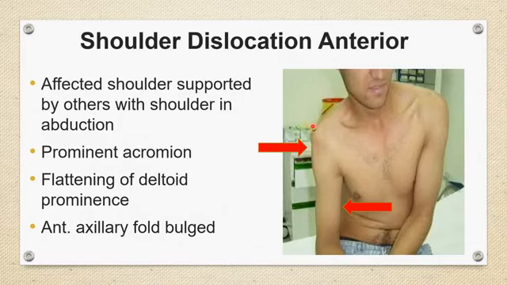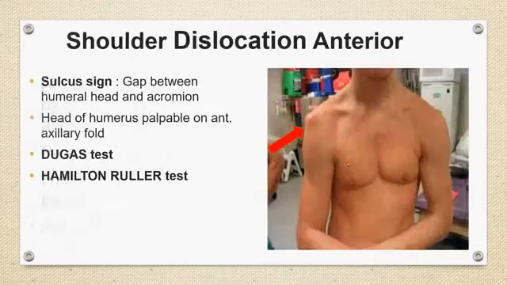becomes more prominent. You also find there will be bulging of the anterior axillary fold. If you compare with the healthy side, there is no bulging. This is very important for diagnosis of shoulder dislocation, especially the anterior type. This typical attitude may give you the proper clue that this patient has a shoulder dislocation.